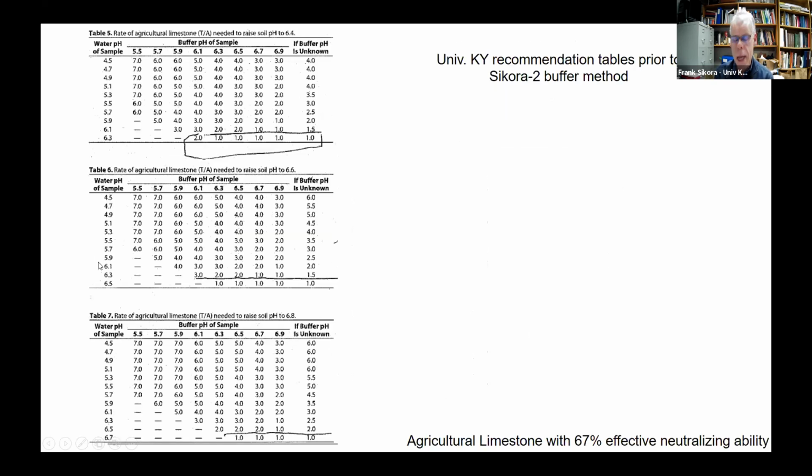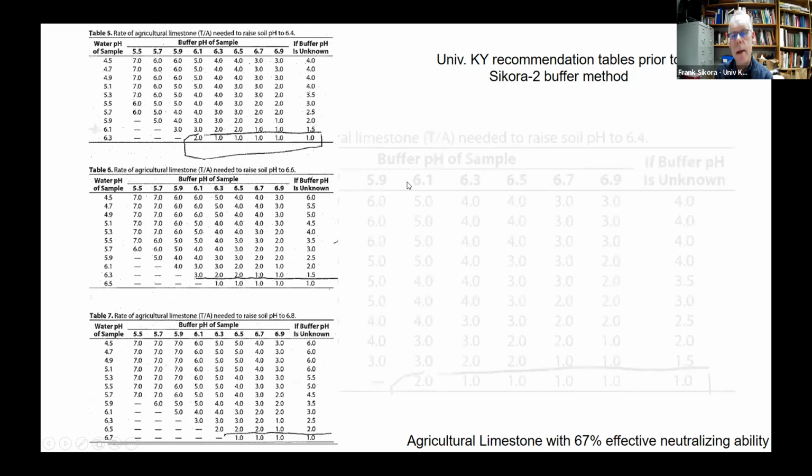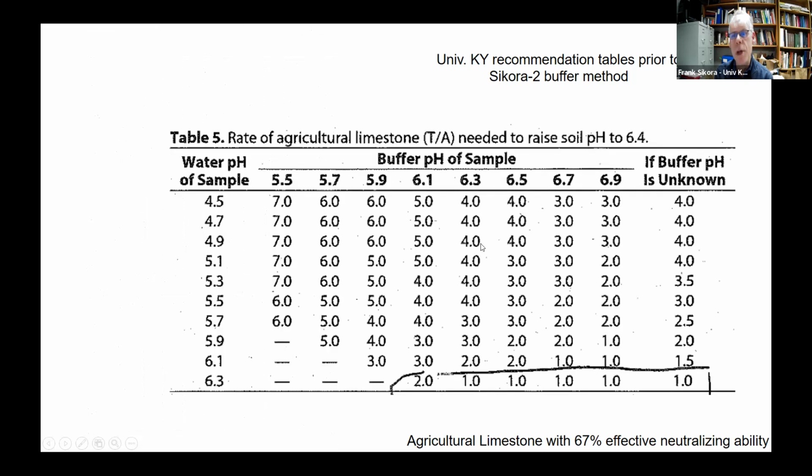When I came to Kentucky in 1998 and I looked at our lime recommendation table, I saw that they were using the SMP buffer and the water pH of the sample together to make a lime recommendation. I'm showing just one of those tables here. The previous slide showed a table for each target pH. I'm showing here the table just for the target pH of 6.4.